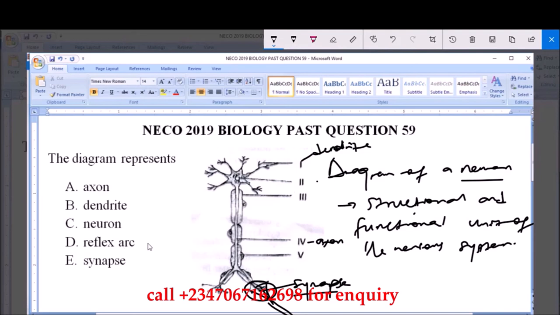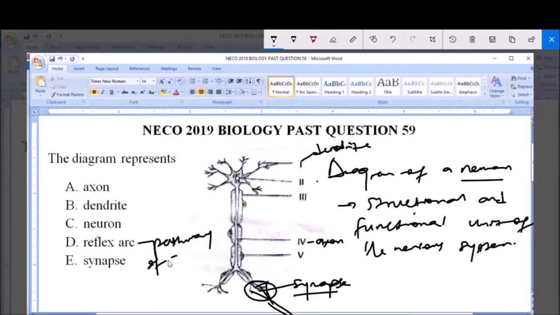Then this is reflex arc. Reflex arc is just the pathway of a reflex action, and I believe we know what reflex actions are. That is involuntary action that is not controlled by us, we don't control these actions. So the pathway of this reflex action is the reflex arc. But this diagram here is the diagram of the what, neuron or the nerve cell, and that is option C.